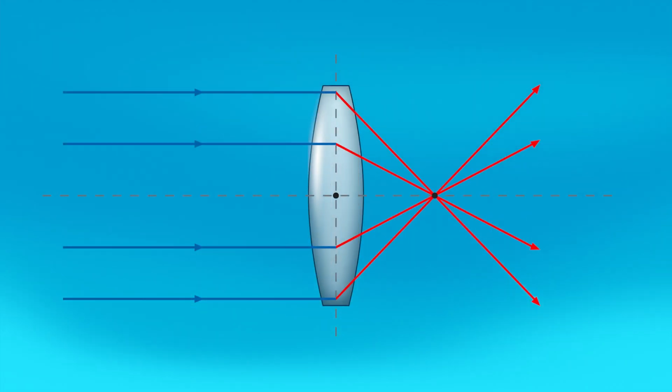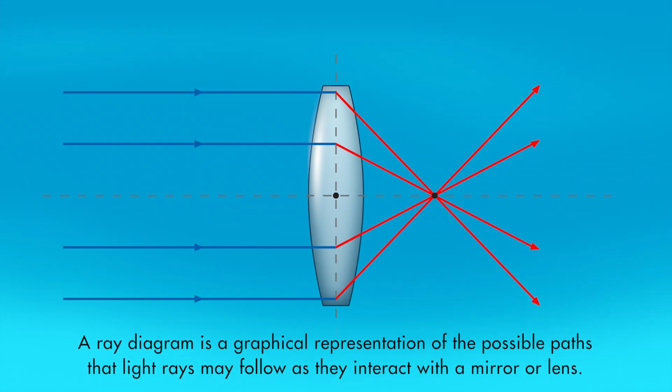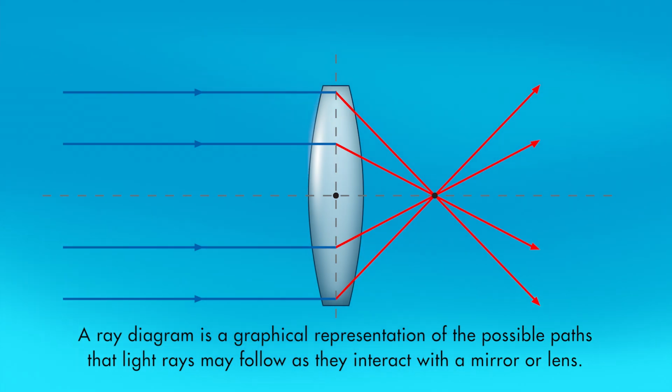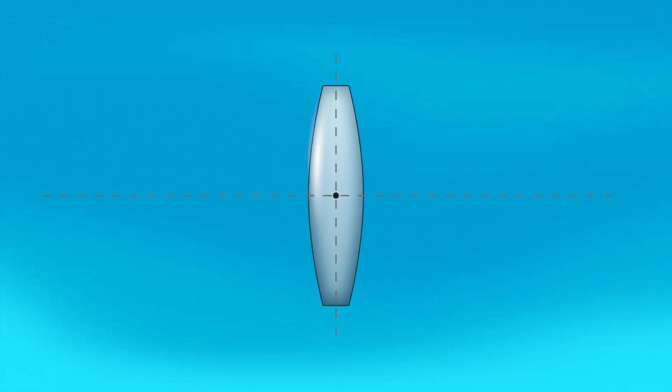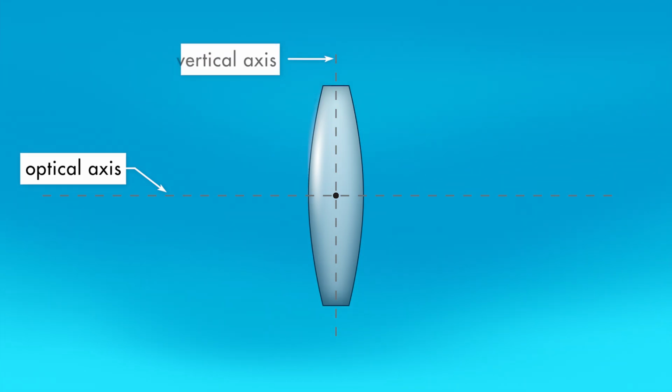To help us see how light waves reflect and refract, we can use a ray diagram. A ray diagram is a graphical representation of the possible paths that light rays may follow as they interact with a mirror or lens. Since the wavelengths of light waves are so narrow, they are shown as rays in a ray diagram. A ray diagram for a lens includes two axes, an optical axis, which passes through the center of the lens horizontally, and a vertical axis, which passes through the center of the lens vertically. The point where the two axes intersect is the vertex.